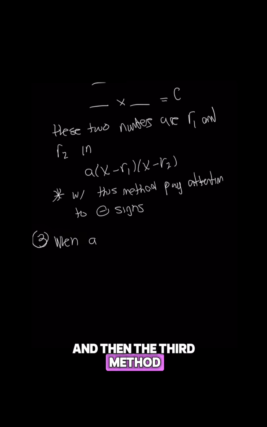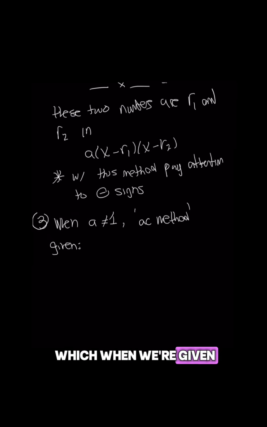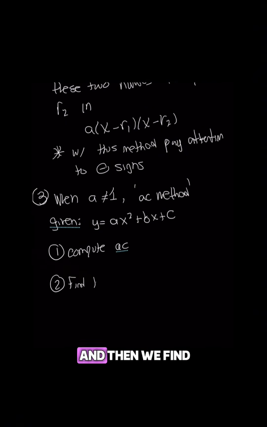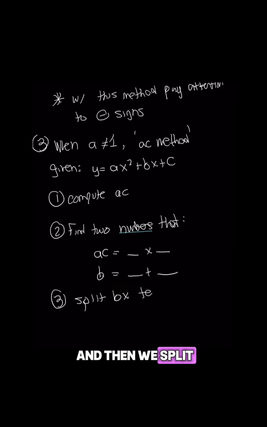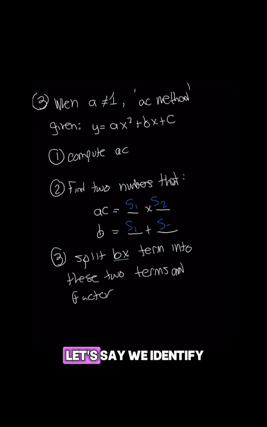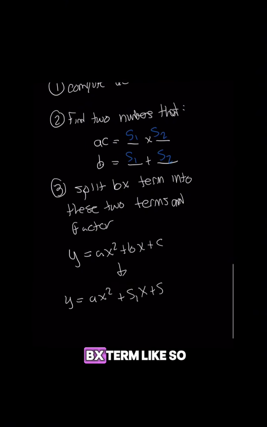And then the third method, which is for when a is not equal to 1, is the AC method. When we're given our standard equation here, we can start by multiplying a by c, and then we find two numbers that multiply to equal ac and add to equal b, and then we split bx into these two terms and factor. If we take our standard equation, let's say we identify the two numbers as s1 and s2, we can split the bx term like so.